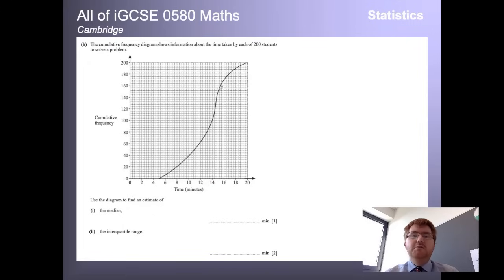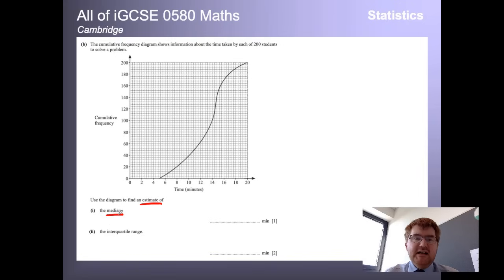Okay, on to part B. The cumulative frequency diagram shows information about the time taken by each of 200 students to solve a problem. And we need to use the diagram to find an estimate of the median. This is usually given within a range. So let's work that out here.